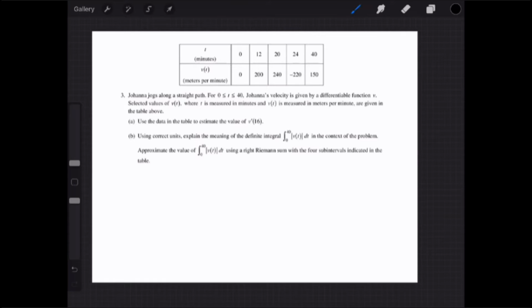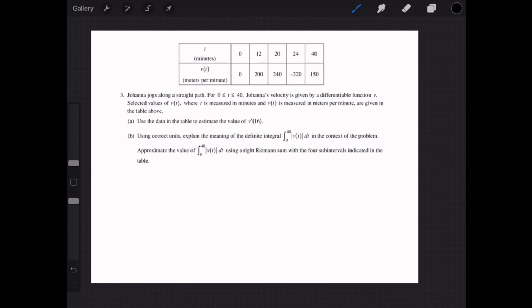You have to read the full riddle, Annie. So essentially, displacement is without absolute value, total distance is with absolute value.